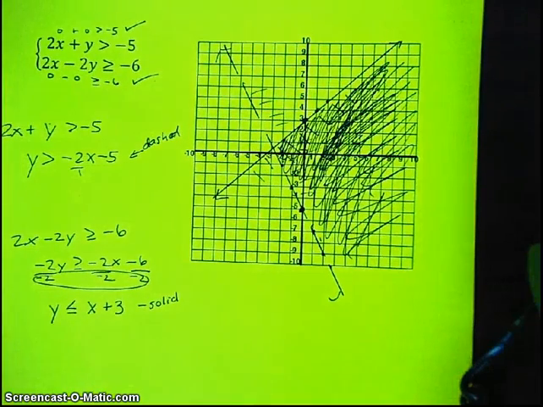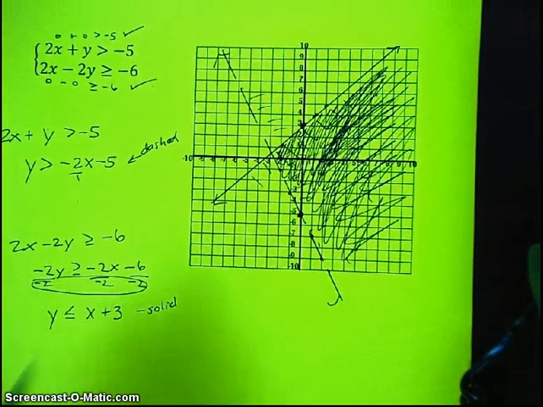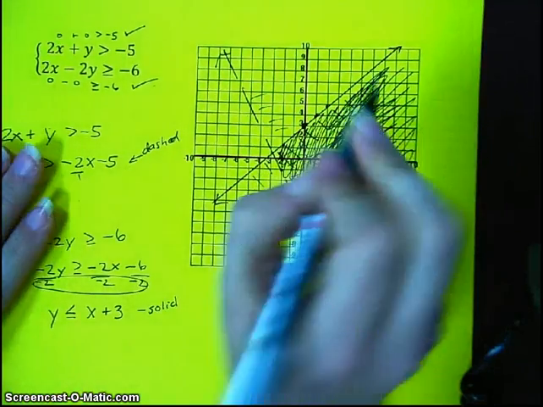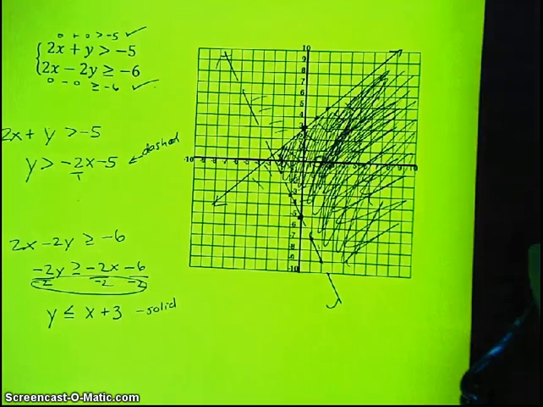All right, so put them into y equals. Make sure if you divide by a negative, you flip your sign, test a point to know where you're going to shade, and shade in the overlap. Where the overlap is, is your solution. So any point that I find here in my overlap would be a solution to this system.